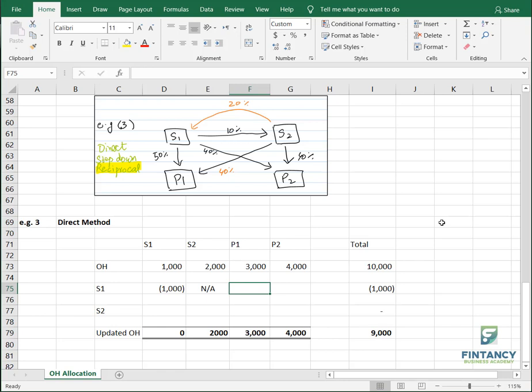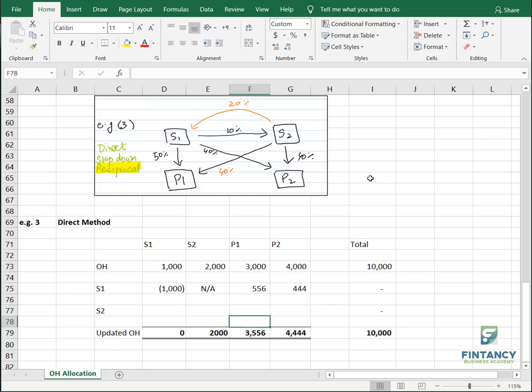Remember, it was 50 by 90, because 50% is going to P1 and 40% is going to P2. So if we ignore this 10% which is going to S2, the remaining percentage is how much? 50 plus 40, which becomes 90. So I will take 1000 multiply by 50 by 90 here, and I will take 1000 into 40 by 90 here. Got the point?